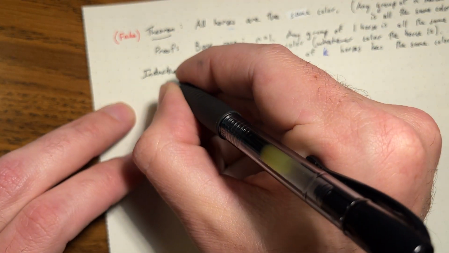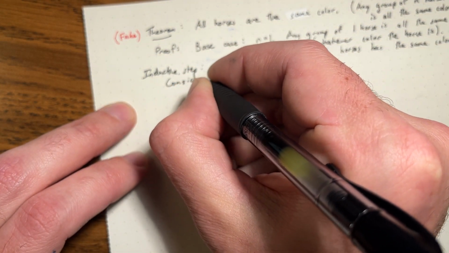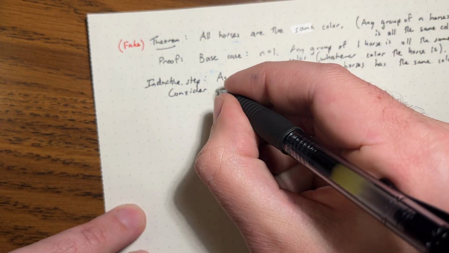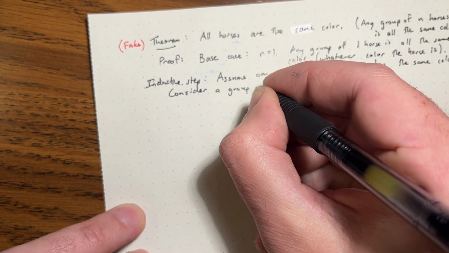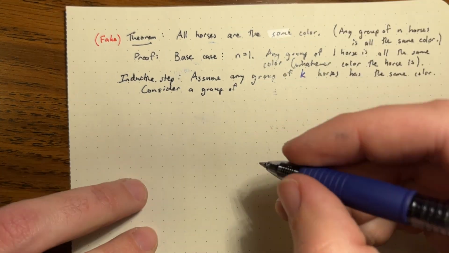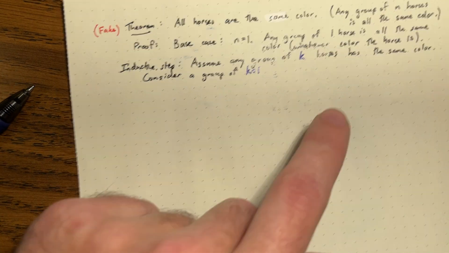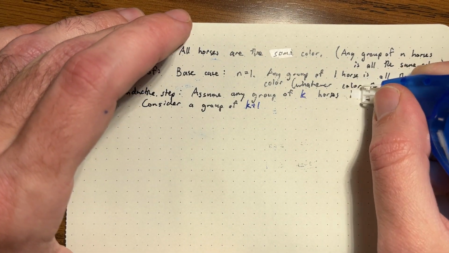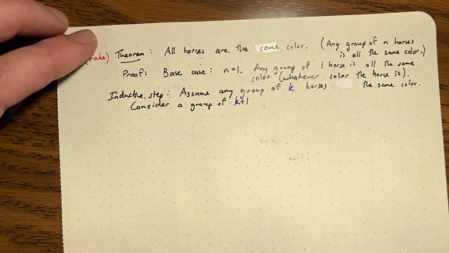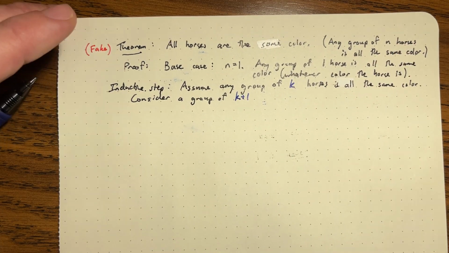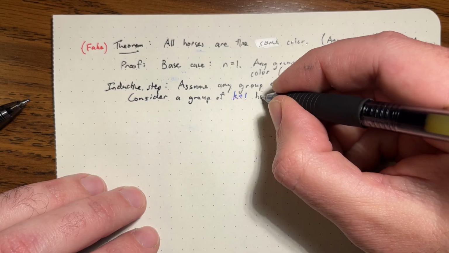And I want to consider a group of k plus 1 horses. I should just be clear. I'm not saying every single group of k horses is the same color as every other group. I'm just saying within each group, any group of k horses is all the same color. Let's say. And consider a group of k plus 1 horses.